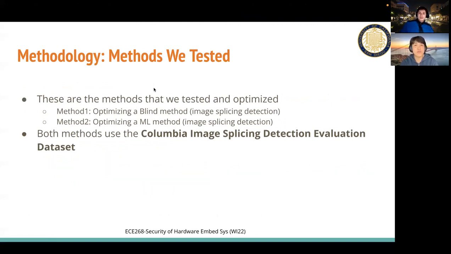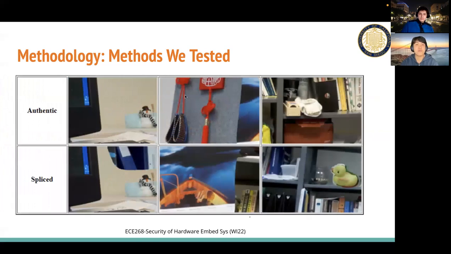Here's a summary of the methodologies that we tested. So there are 2 methods that we tested and optimized. The first method is using a blind method for image splicing detection, and the second method is optimizing a machine learning method, which also runs image splicing detection. Both methods use the Columbia Image Splicing Detection Evaluation dataset. Here's an example of the dataset. The authentic picture is on top and the spliced one is on the bottom.